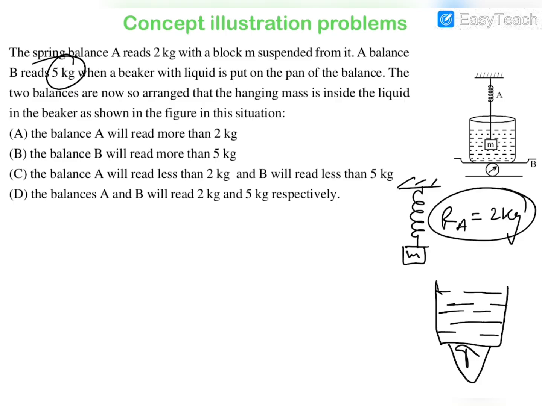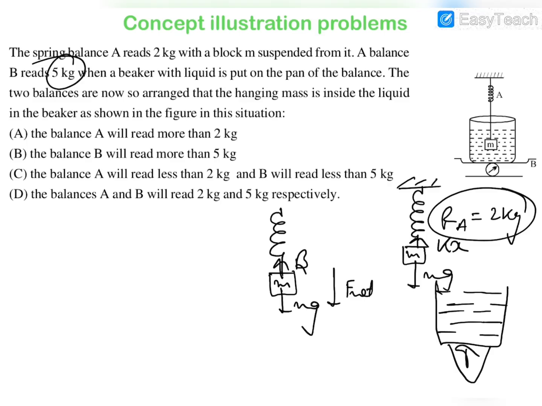So obviously we know that initially this is mg and this is kx, but when it is immersed into the liquid, then the buoyancy will be acting in the upward direction and mg will be acting in the downward direction. Net force in the downward direction will be equal to mg minus buoyancy, and this reduced force is stretching this spring, and therefore the reading of spring balance Ra will be less than 2 kg obviously.